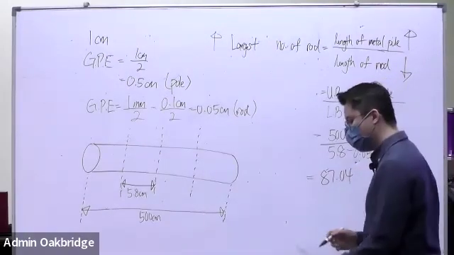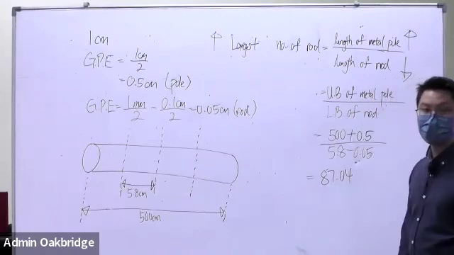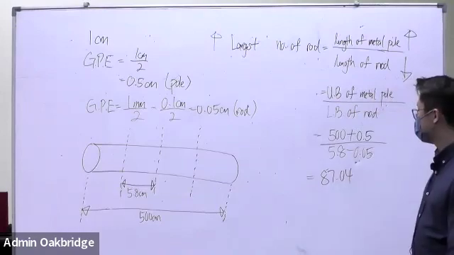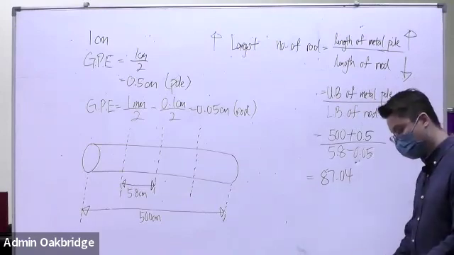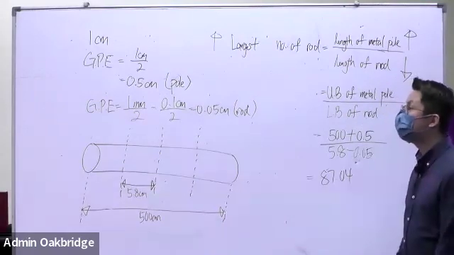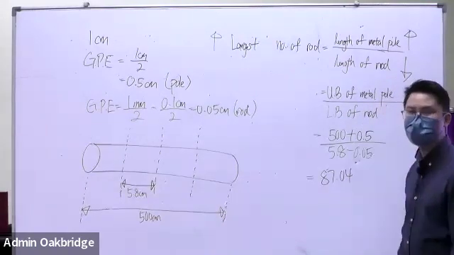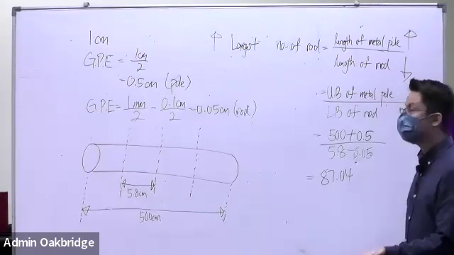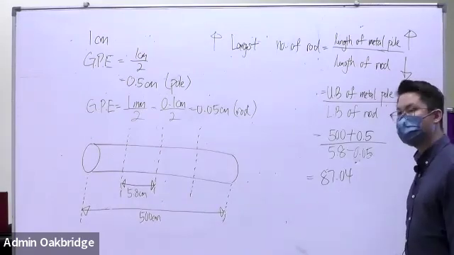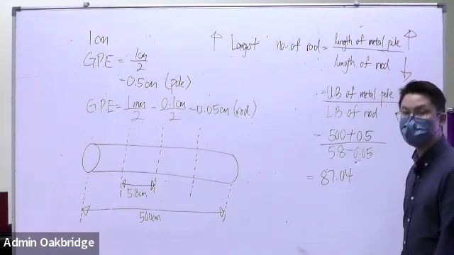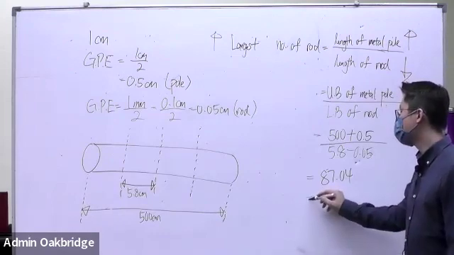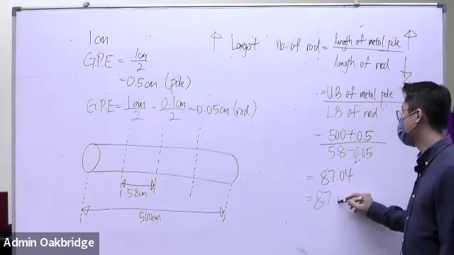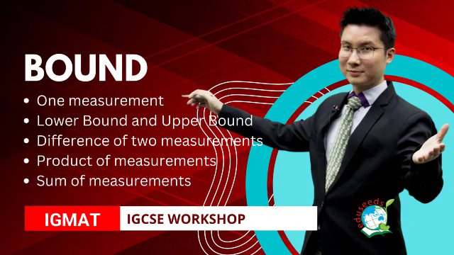Okay, this one you cannot leave your answer in decimal. Why? You cannot leave your answer in decimal because we are looking for the number of roots. Number of roots must be in whole number. 1, 2, 3, 4, 5, right? The number of roots, how many? You cannot say 87.04 roots. No such thing. So round off this to 87. Okay, 87 roots.